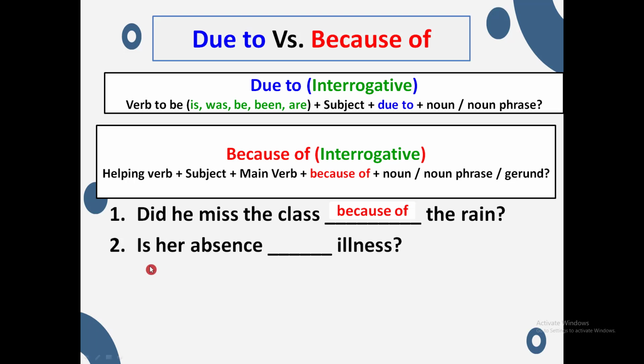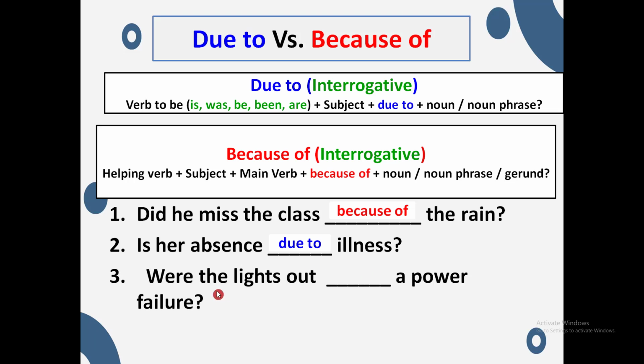Number 2. Is her absence blank illness? Is, our keyword, and it's our verb to be, and if we have our verb to be at the beginning, the starting point, so we follow due to. Is her absence due to illness?